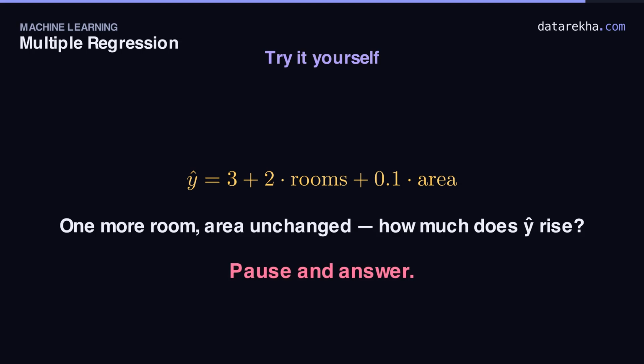Your turn, and it tests the one idea people get wrong. A model predicts a price: 3 plus 2 times the number of rooms plus 0.1 times the area. Question: add exactly one more room, keeping the area unchanged. How much does the prediction rise? Pause and think about all else equal.